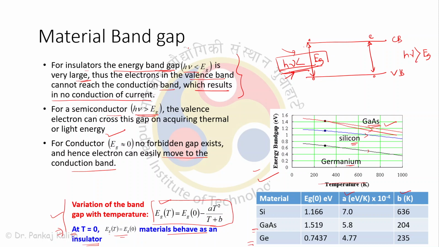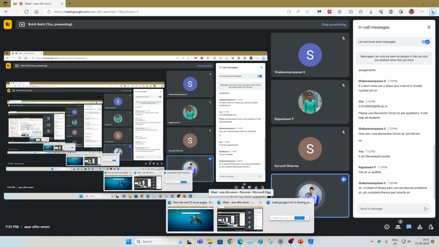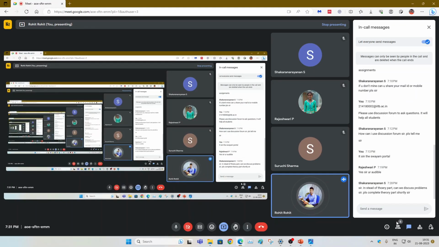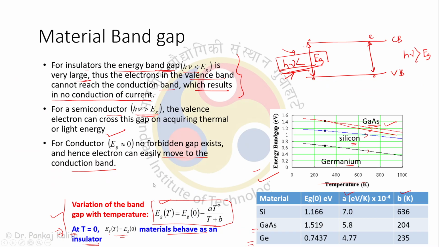I must suggest you guys to go through this theory in a better way, so that you can understand what is being asked in the problem. Okay, so let's say you need to calculate the band gap with variation with the temperature. So this formula is to be used.